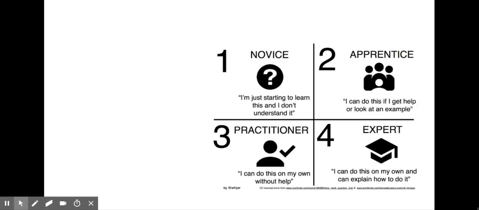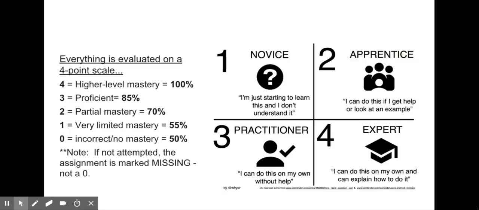So if you get a 1 for a standard, then it's sort of like you're a novice, you're just starting to learn and don't understand it. A 2 means that you can do it with some help, or looking at an example. A 3 is like, you got this without help. And a 4 says I can do it on my own and explain how to do it. And I would also say, for my courses, there's a more advanced component to this skill, a deeper level of thought, those types of things when we're talking about an expert.